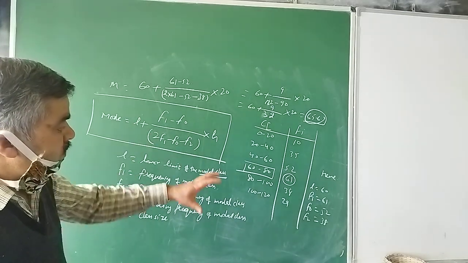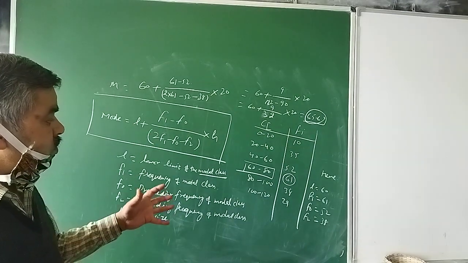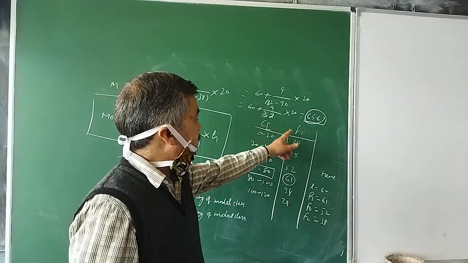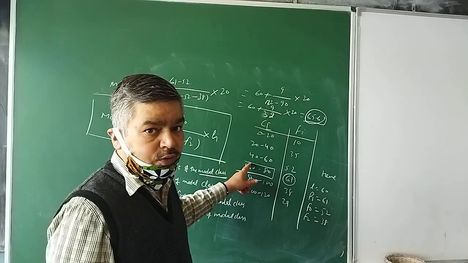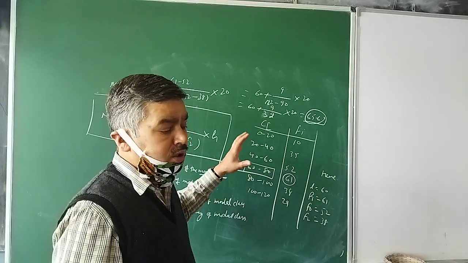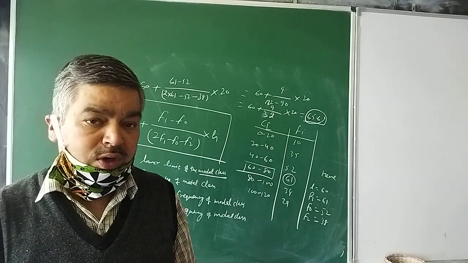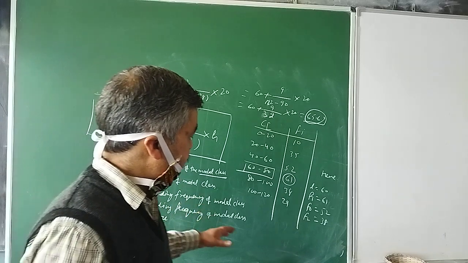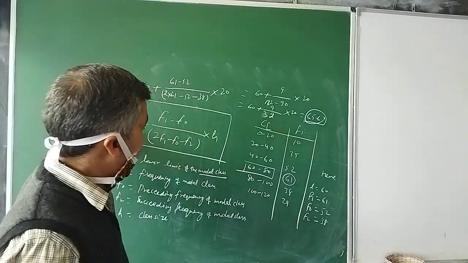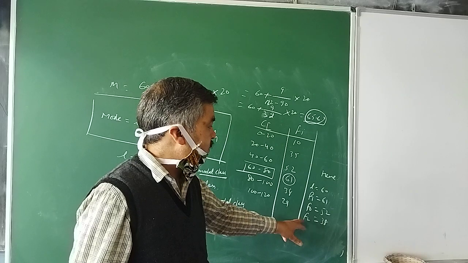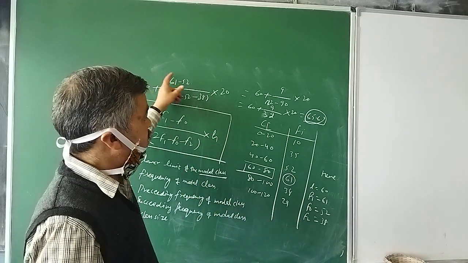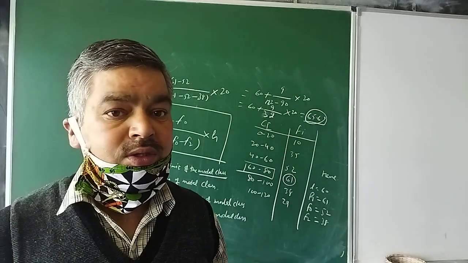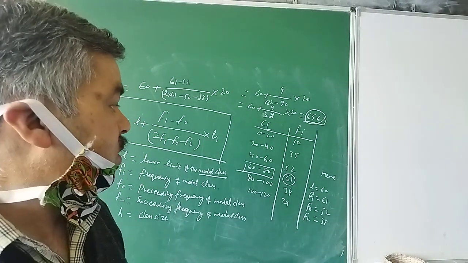So how to calculate the mode of the given data? The precaution you need to take here is that your data must be in exclusive form. If it is given in inclusive form, you need to convert that into exclusive. After that, you proceed as per the formula, make a note of L, F1, F0, F2, and finally substitute those values there and then find the answer. So that is the way to calculate the mode.